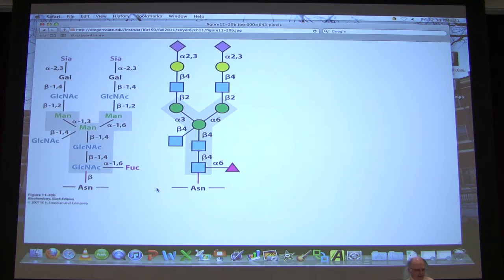Okay, let's see. There are some more examples, and we see some modifications occurring there: sialic acid, galactose, N-acetyl-glucose, etc.